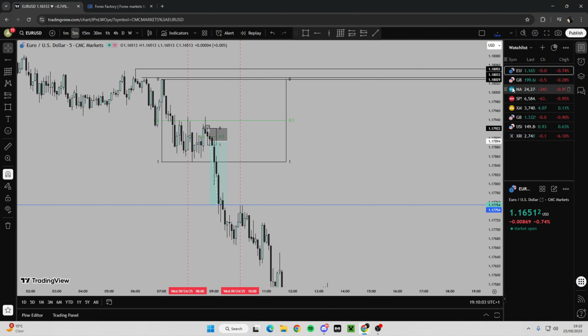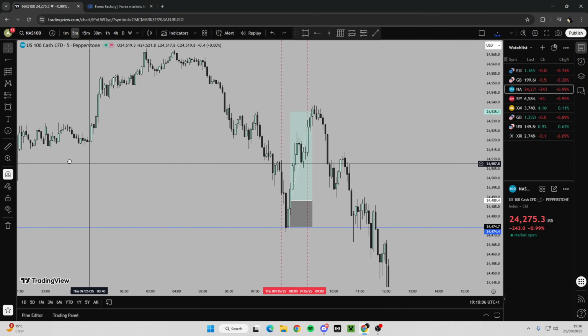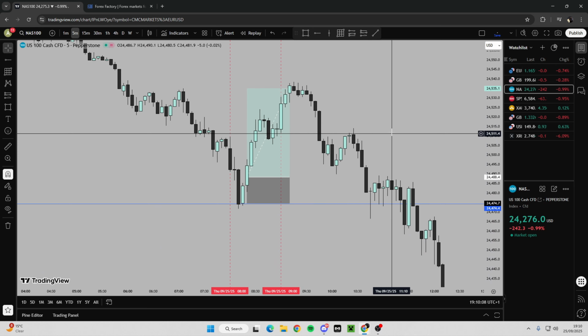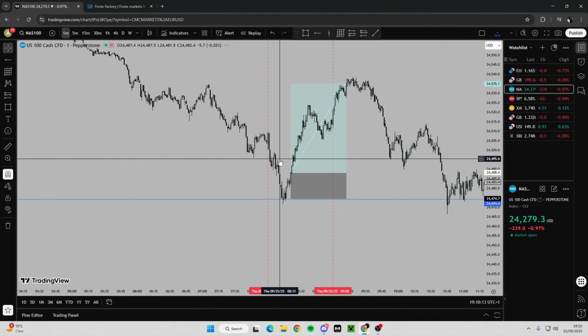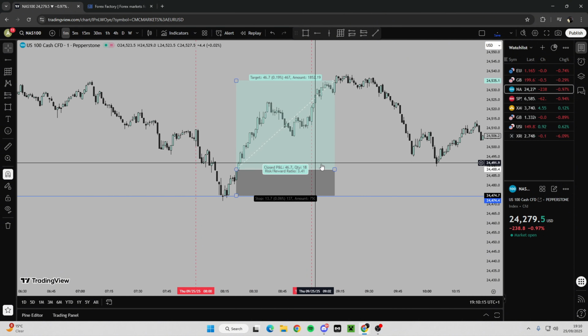You could have used this strategy on Nasdaq today as well. I did check. Nasdaq, yeah. So we swept out lows. Go on to the 1 minute. I'm not gonna show you guys the whole trend and everything, but yeah.